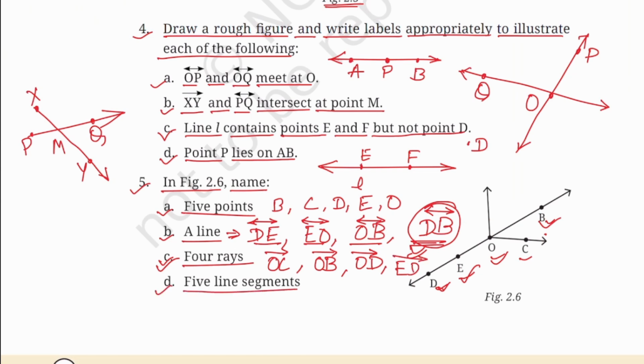D, 5 line segments. You have to write 5 line segments. That means you can write any line segment between 2 points. You can write DE. You can write EO. You can write OC. You can write OB. You can write OD.